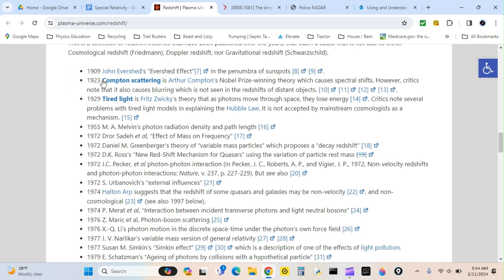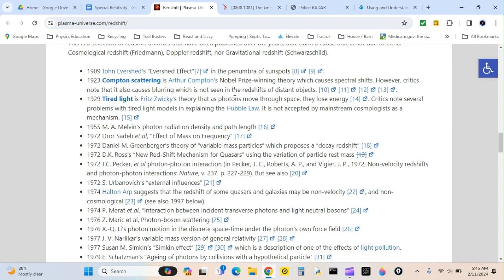Here's back in 1909. They had an effect, and it had to do with sunspots that they were studying with astronomy. So that was slightly after general relativity came back. Compton scattering. This guy won a Nobel Prize for a theory that shows which causes spectral shifts.